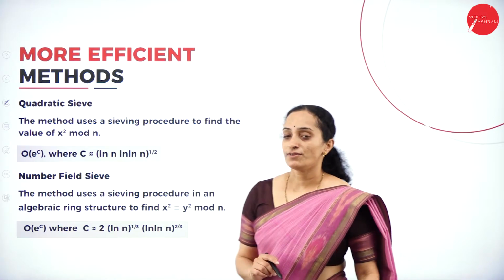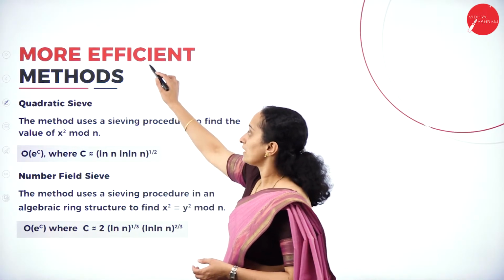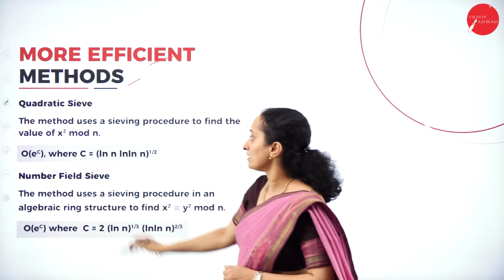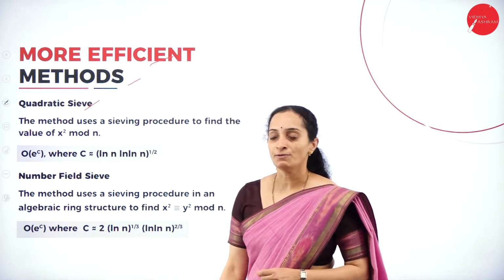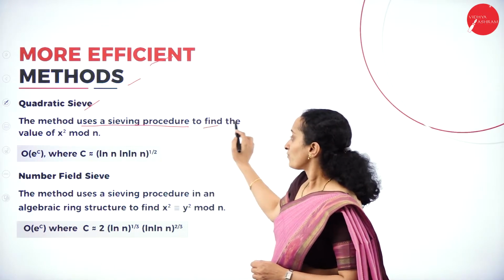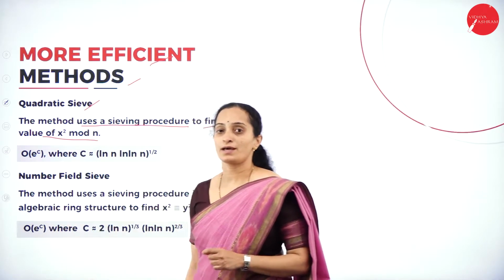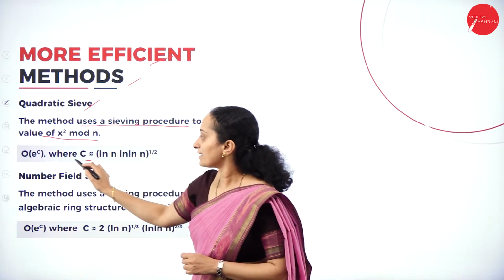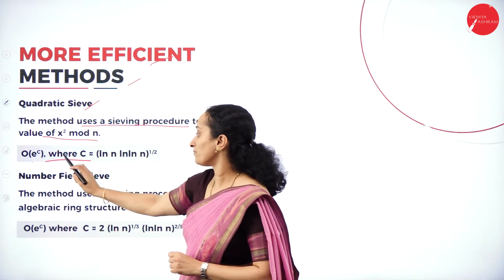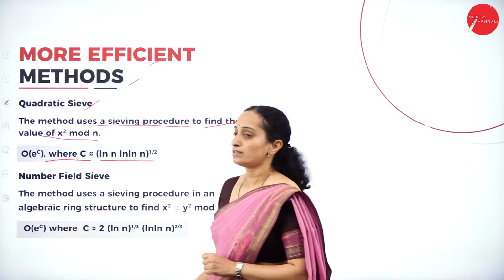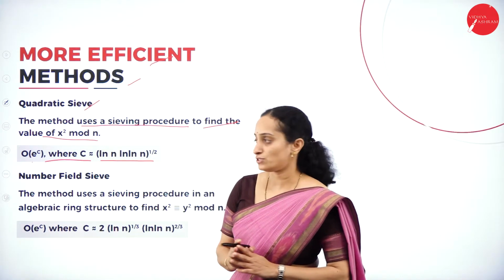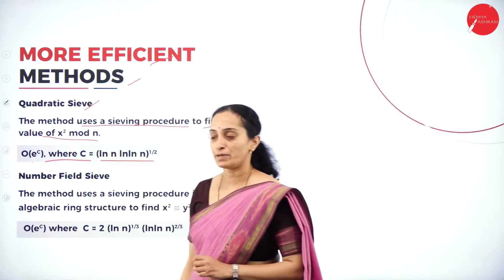Okay. Then we have some more efficient methods that can be used to find the factorization. One is the quadratic sieve. This method uses a sieving procedure to find the value of x square mod n. So the sieve method has the expression O of e to the power of c, where c equals the logarithmic value of n to the power of half, used to find the factors.